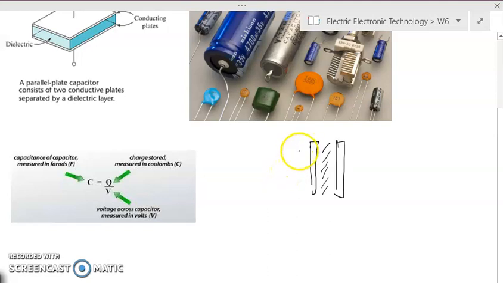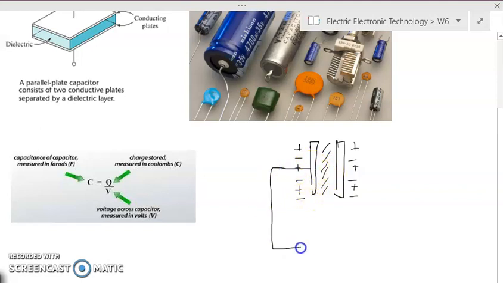What does it mean to be neutral? To be neutral means you have an equivalent amount of positive and negative charge on both sides, right? So both sides are neutral, with the same amount of positively and negatively charged charges. And then what's going to be interesting is when we connect it to a voltage supply.